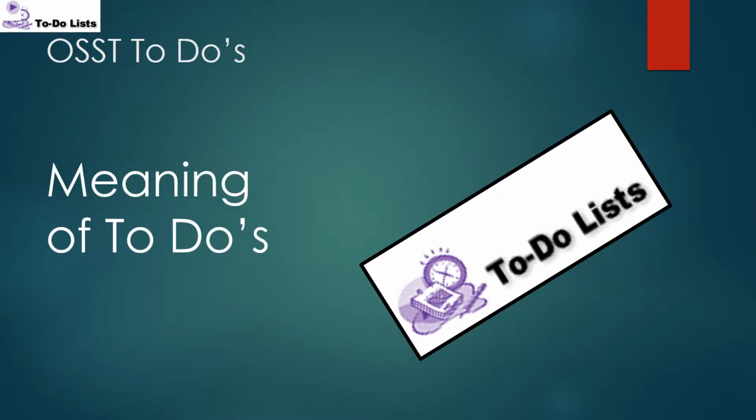Today you will be learning about the OSST To Do's process in Region 16. The meaning of the to-dos is when the user or supervisor is notified that an event or action needs to occur on a case. The to-dos are generated within the OSST system to serve as reminders to review and maintain some portion of the OSST case.